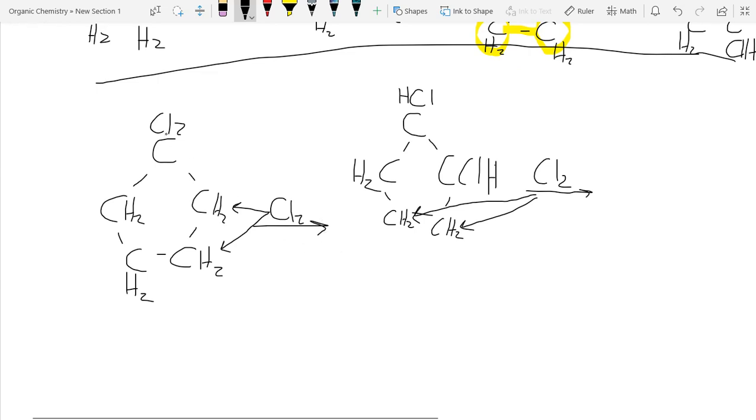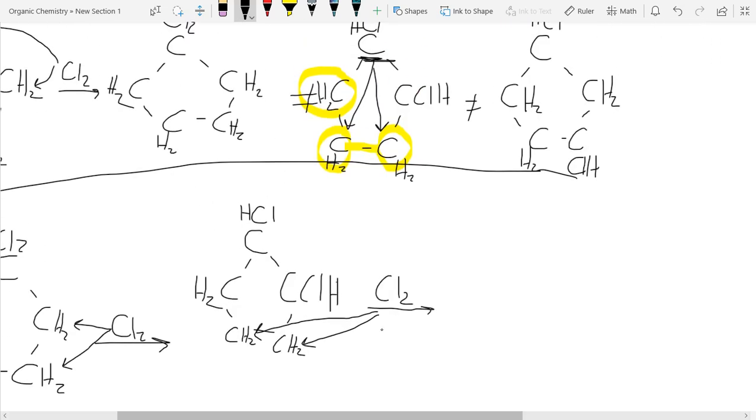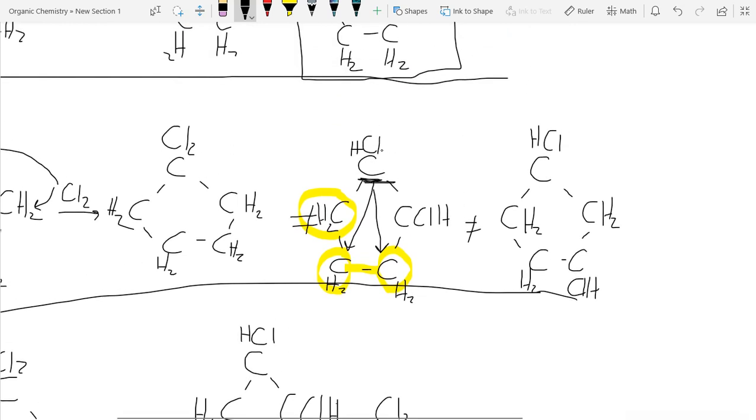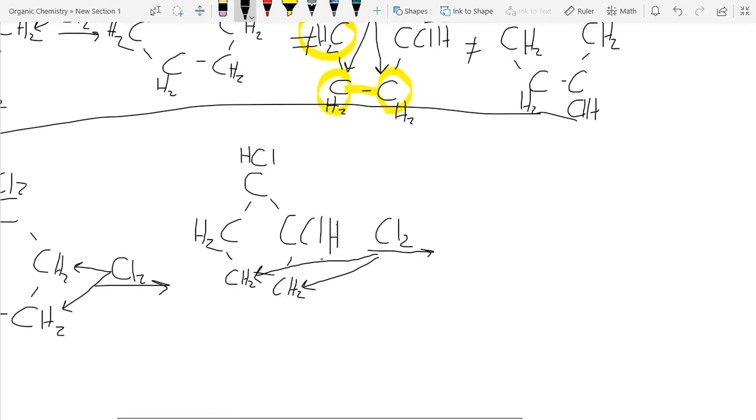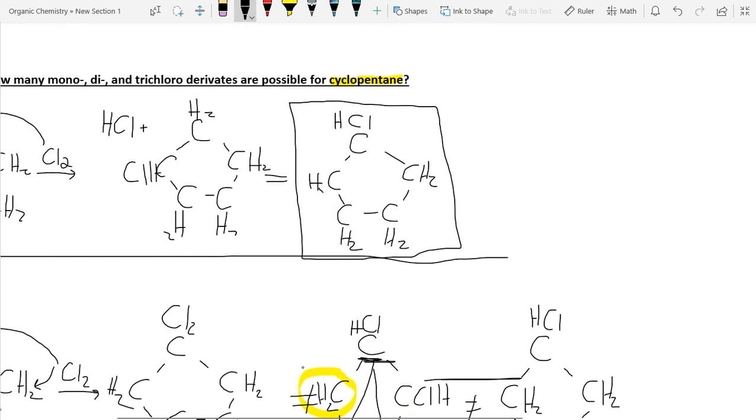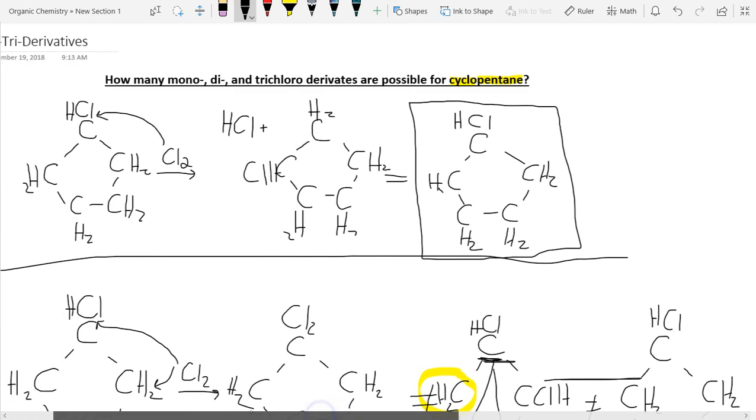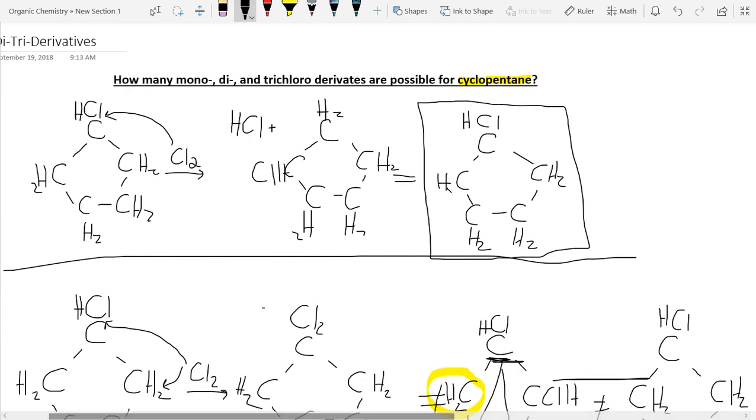One, you have 2 Cl's on the top, and it could be either on the carbon next to it or the one that's farther away, or it can be derived from one of these 2, if all the chlorides were right next to each other, or if there was space between the 2 carbons. And that's how you find the mono, di, and trichloro derivatives that are possible for cyclopentane.